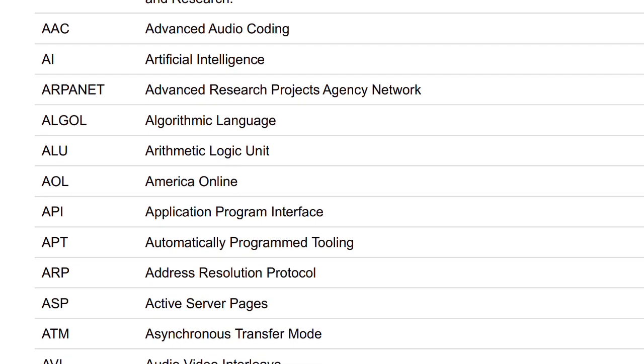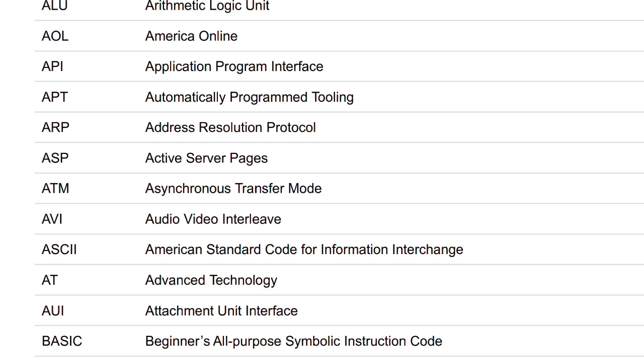Then we have ALU, that is arithmetical logical unit. Then we have AOL, that stands for America Online. Then we have API, that is application program interface. Then we have APT, that is automatically programming tool. Then we have ARP, that is address resolution protocol. Then we have ASP, that is active server base.